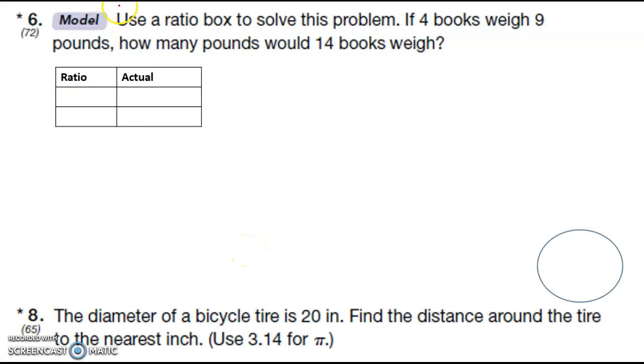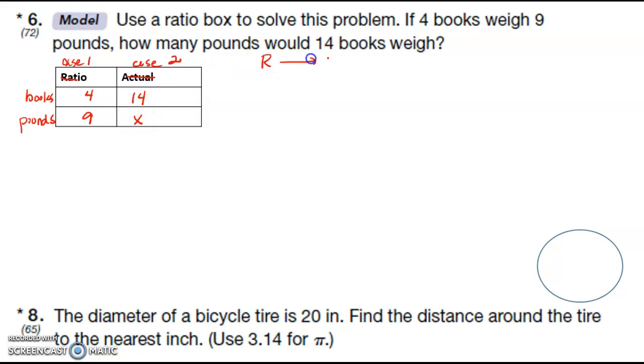All right, so number 6 says use a ratio box to solve this problem. If 4 books weighed 9 pounds, how many pounds would 14 books weigh? So we're going to want our books here and our pounds here. This is really not a ratio and actual, it's more of a case 1, case 2. So I have 4 books that weigh 9 pounds. I want to know how much 14 books would weigh.